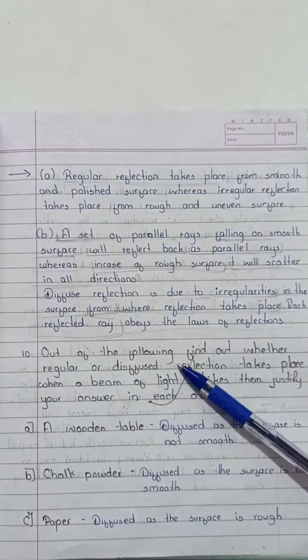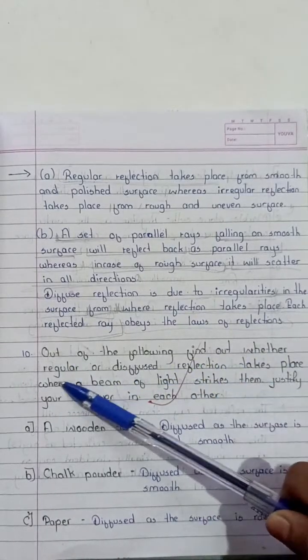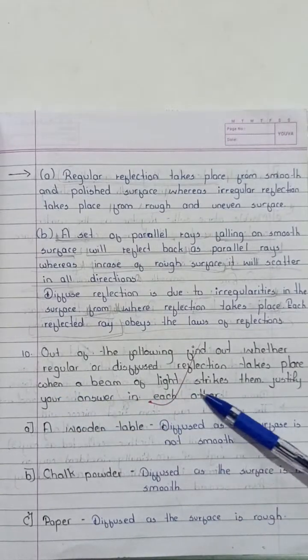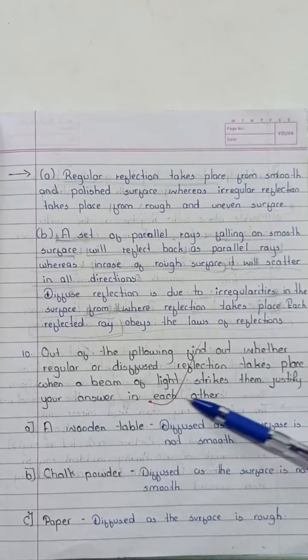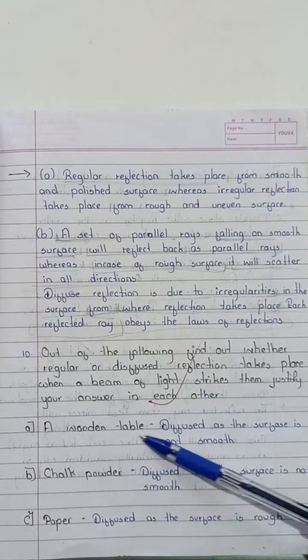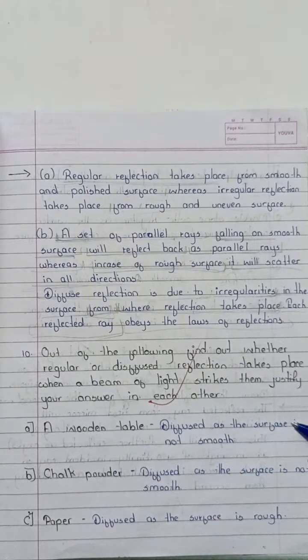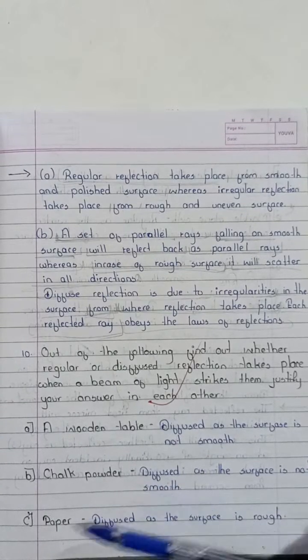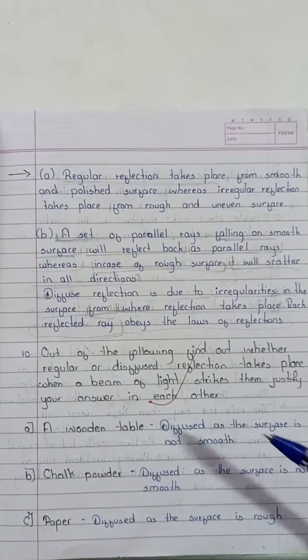Out of the following, find out whether regular or diffuse reflection takes place when a beam of light strikes them. Justify your answer in each case. First, a wooden table. Diffuse, as the surface is not smooth. Chalk powder. Diffuse, as the surface is not smooth. Paper. Diffuse, as the surface is rough.